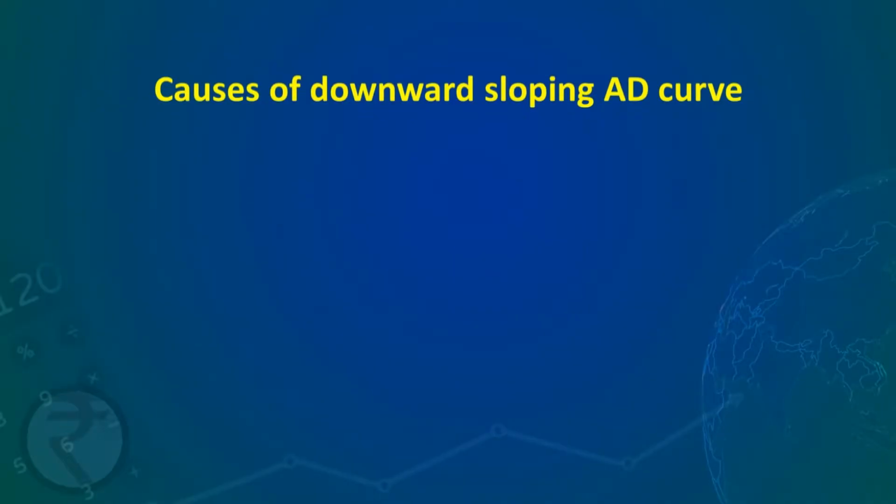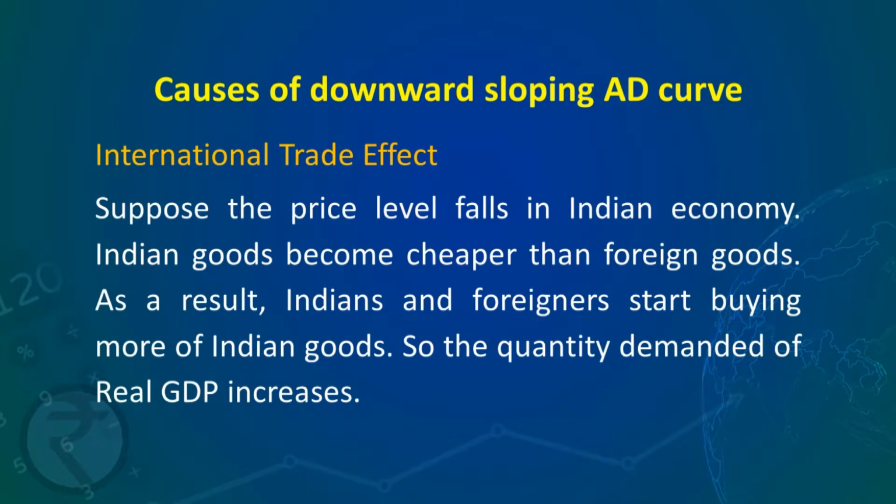Another reason is the international trade effect. Suppose the price level falls in the Indian economy. So Indian goods will become cheaper than the foreign goods. As a result, Indians and foreigners start buying more of Indian goods. So the quantity demanded of real GDP increases because of the international trade effect also.